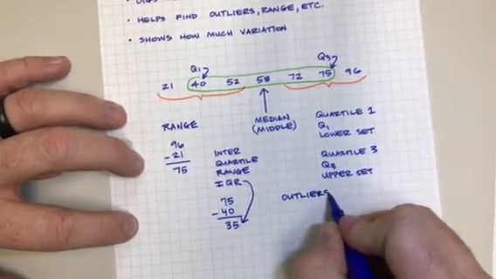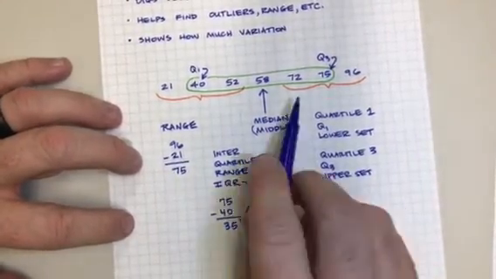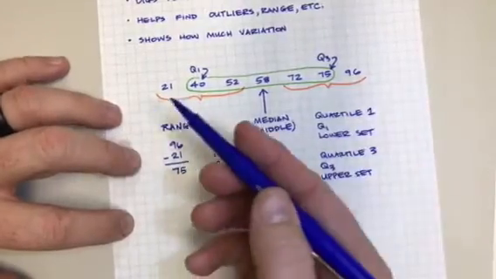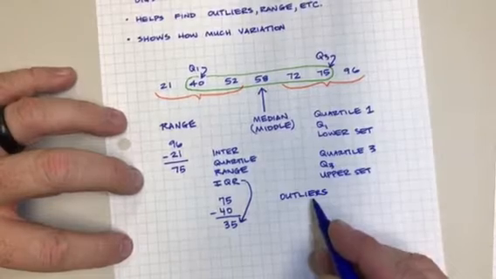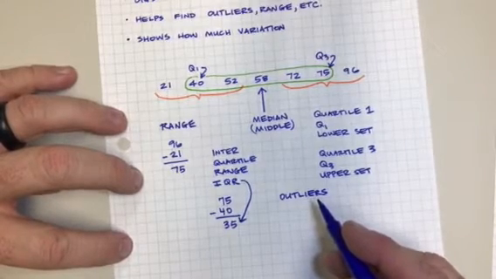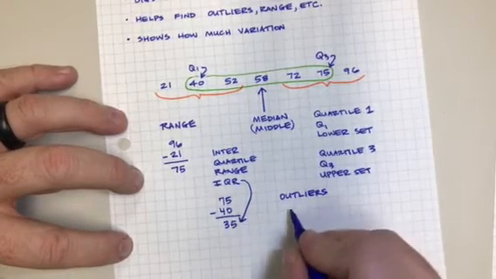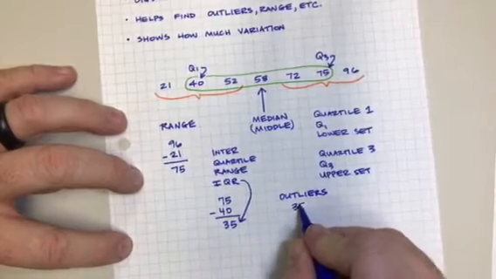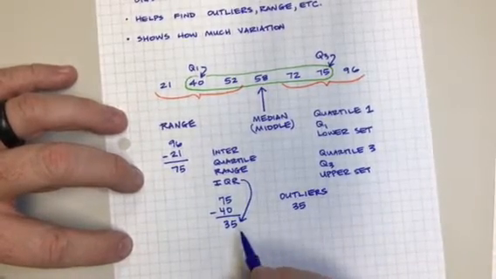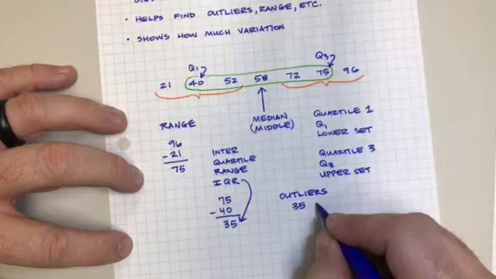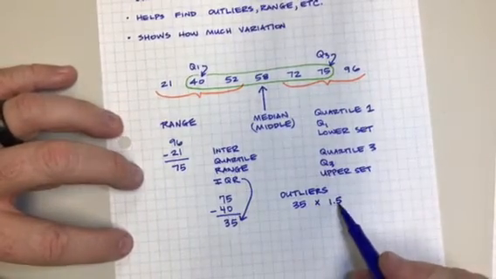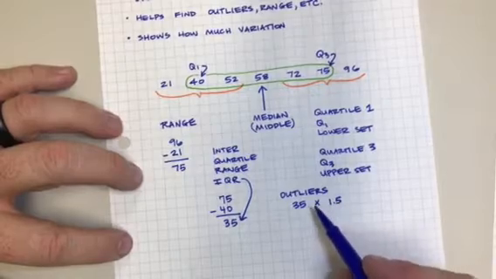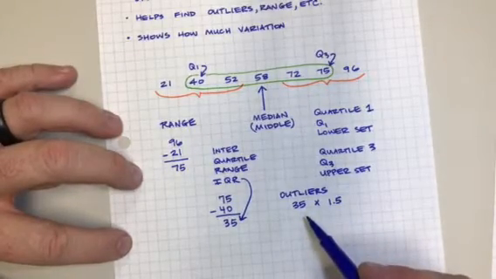Outliers are numbers that are too far on the outside this way and too far on the outside this way, too low or too high. To find outliers, you take your IQR, which was 35 in this case. It's not always 35, but it's 35 here. And you're going to multiply times 1.5, and that's always going to be the same. It's always 1.5. Whatever your IQR is, times 1.5.